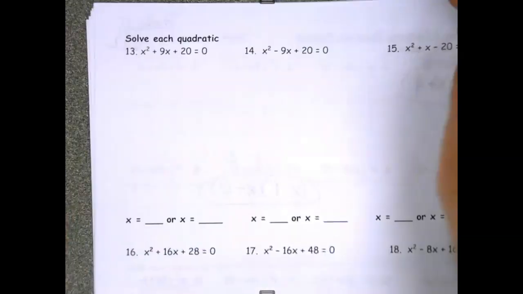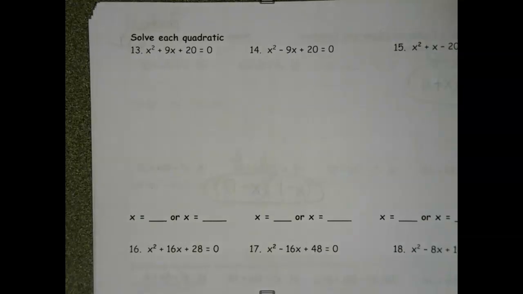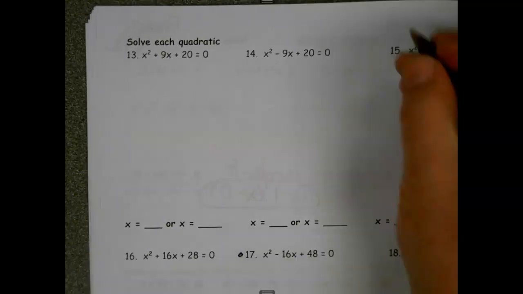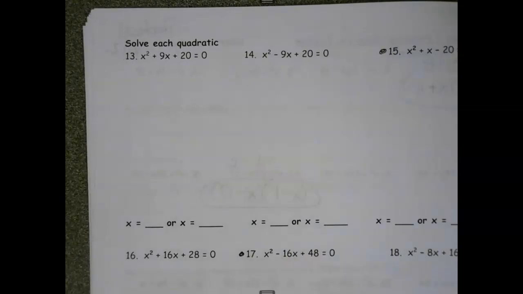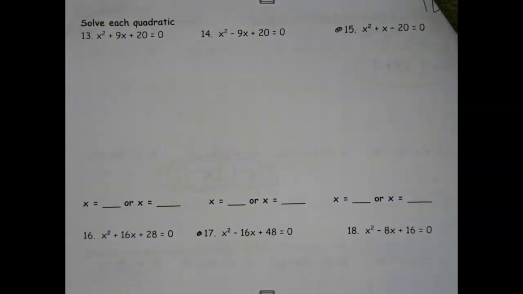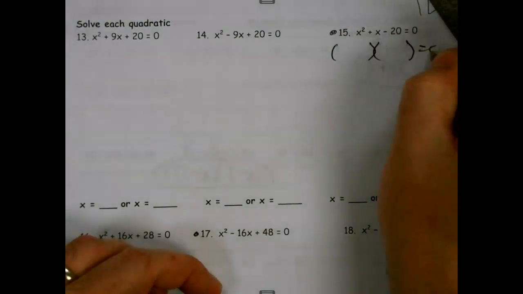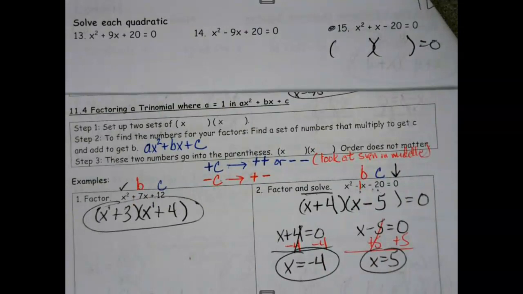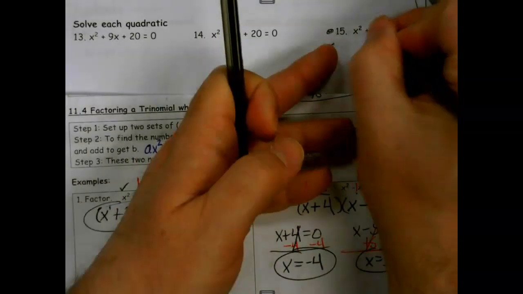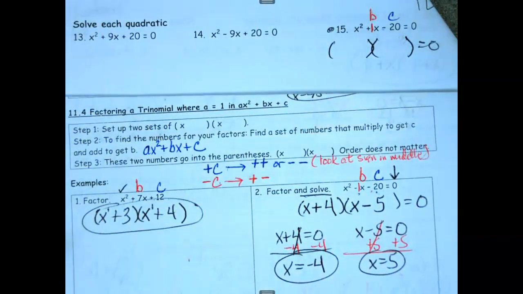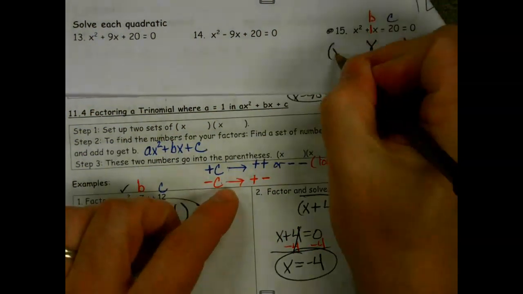Now, on the back, I want to do a couple of these. We'll do 17 and 15. First things first. There's a 1 there, so that's B. My C, again, take the sign with it. So it'd be 20 and 1.